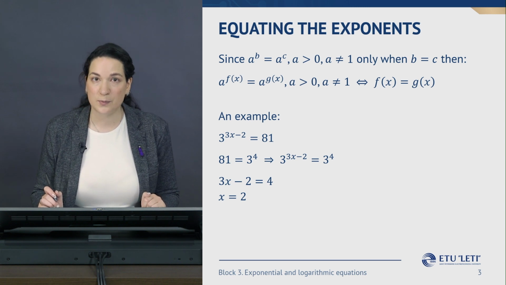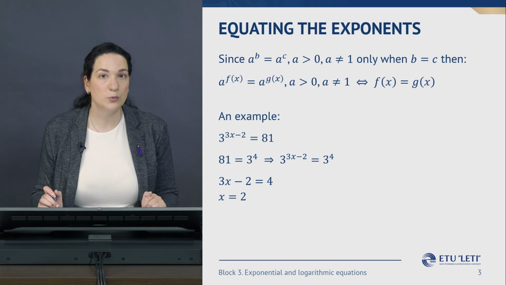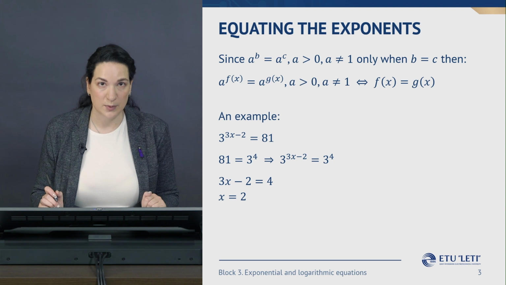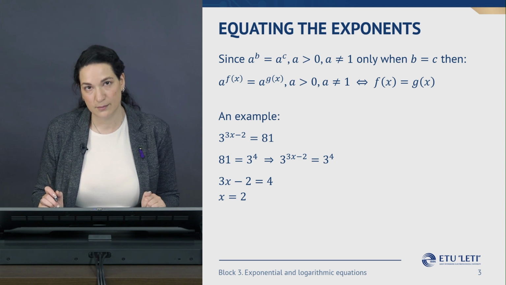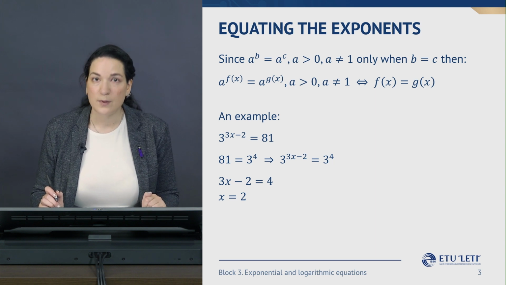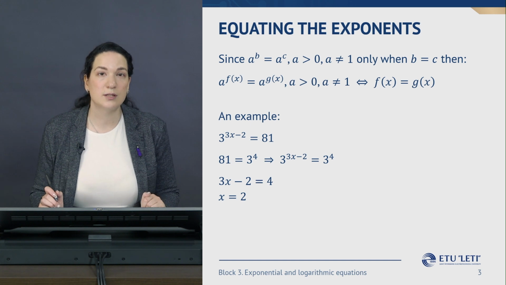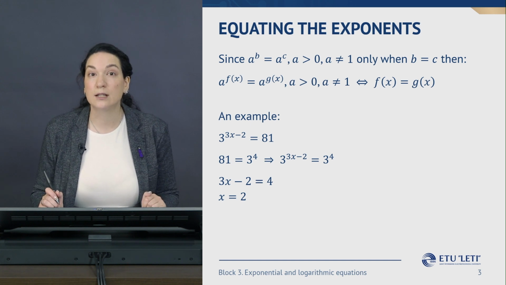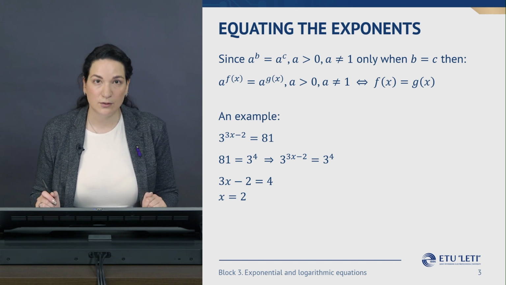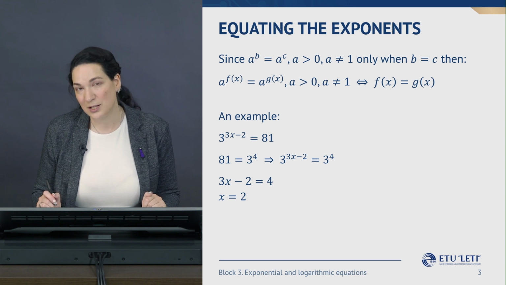The properties of exponential functions show that two powers with the same base are equal only when their exponents are equal too. This means that after transforming an equation so that its sides contain an exponential expression with the same base each, one can then go from an exponential equation to a polynomial one by equating the exponents.